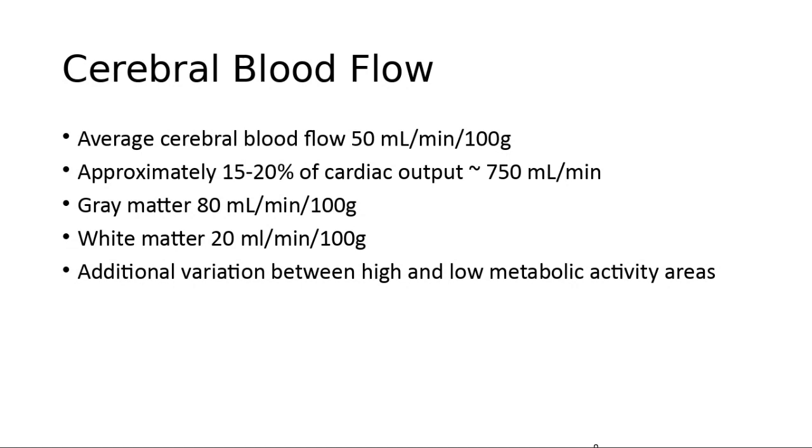There's variations in blood flow to different parts of the brain. Gray matter in general receives more blood flow than white matter. And this is often associated with metabolic rates, with areas that have higher metabolic demands receiving more blood flow than areas that require lower metabolic demand. Gray matter in and of itself has about 80 mL per minute per 100 grams of blood flow, and white matter has about 20 mL per minute per 100 grams of brain tissue for blood flow. There's additional variation, as I stated prior, between areas of higher and lower metabolic areas within the brain.